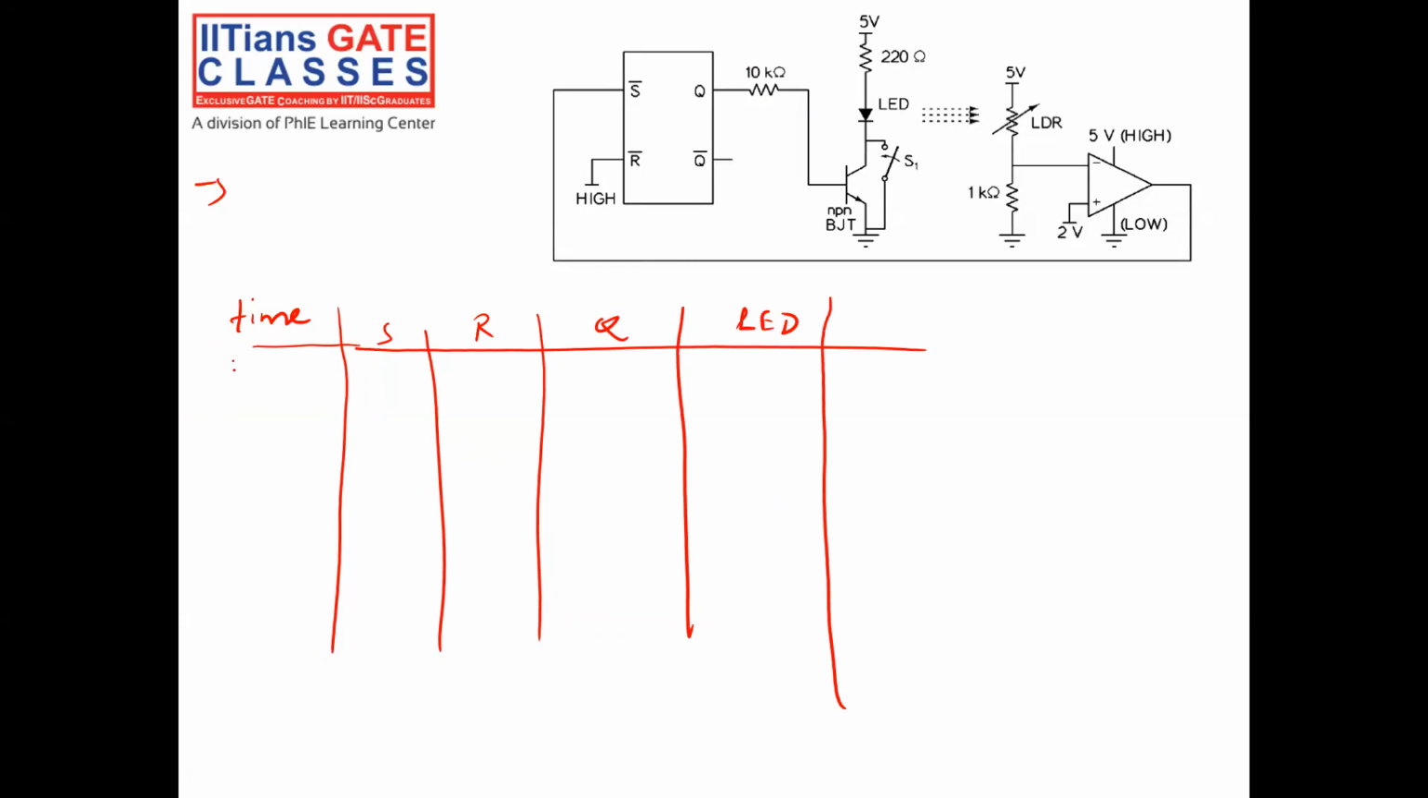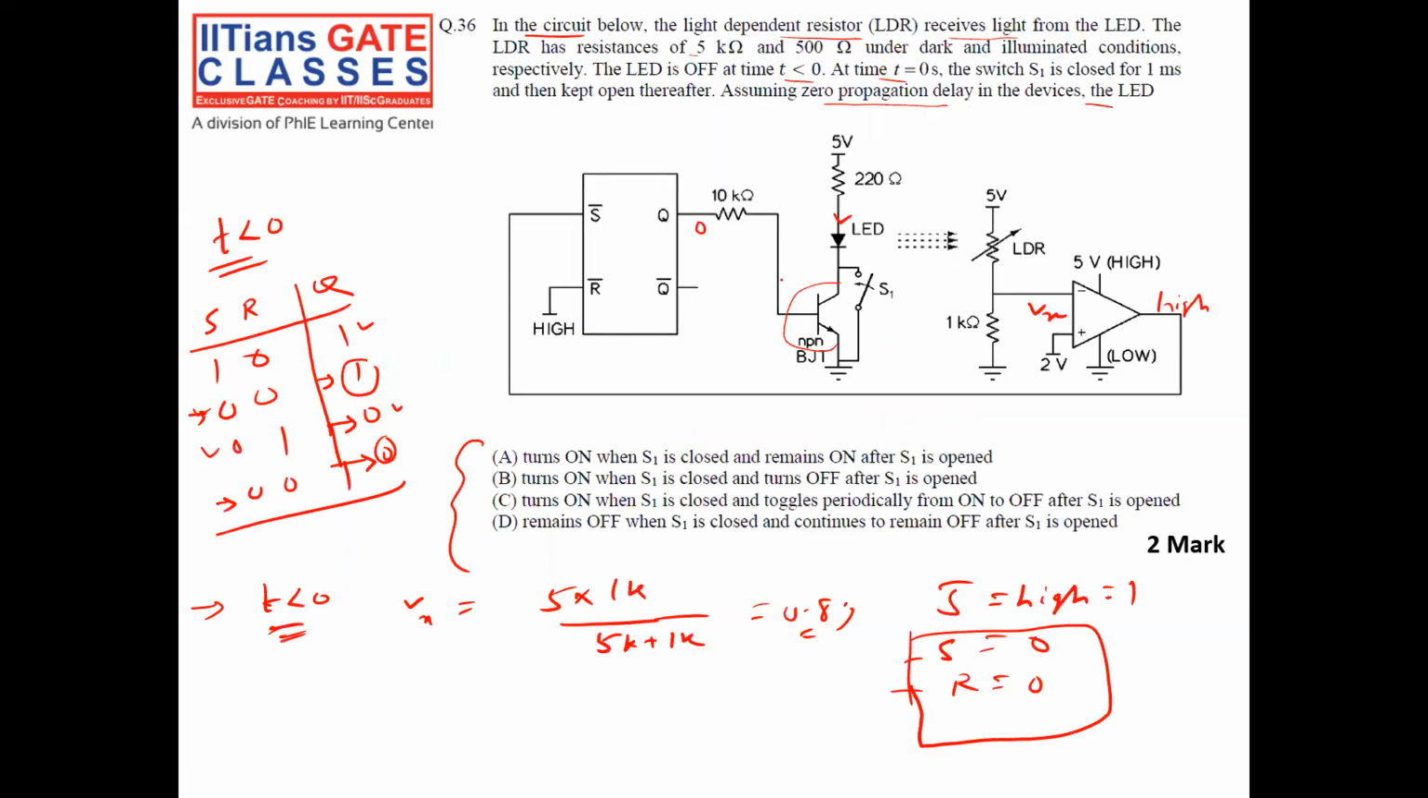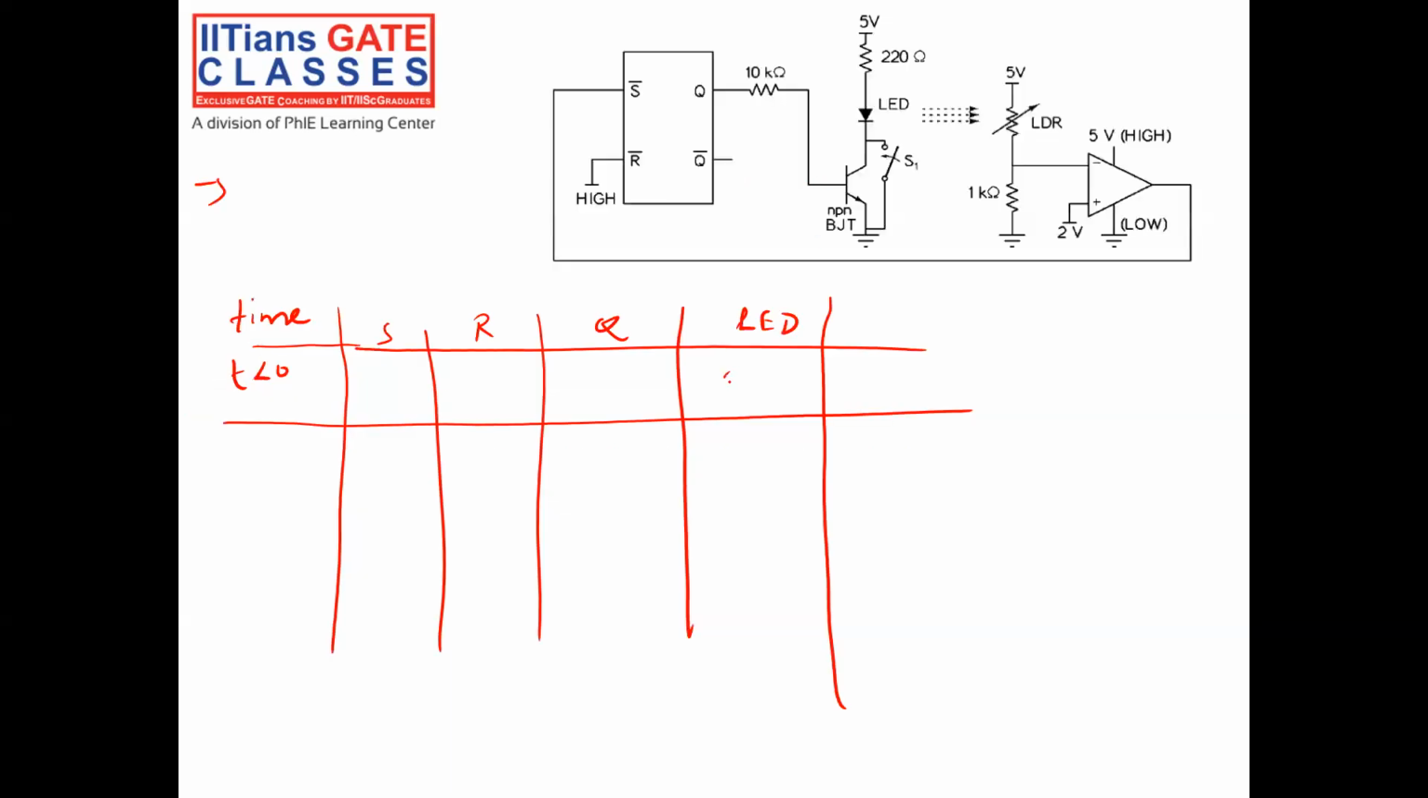First, take t less than 0. This is the condition. LED is already given off. For t less than 0, LED is off, it is given. LED is off means Q is equal to 0, definitely. And let us take a condition Vx also. Since LED is off, Vx is 0.8 volt calculated. 0.8 volt means it will be high.